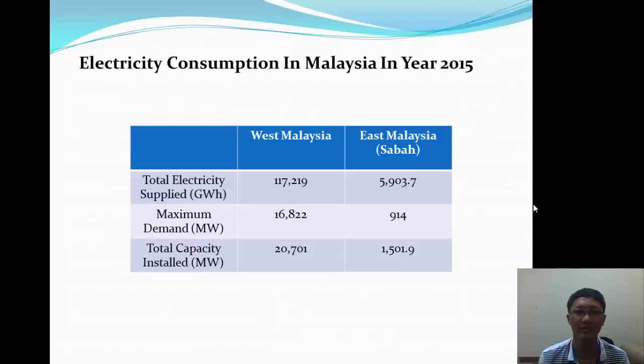This table shows the electricity consumption in Malaysia in the year 2015, for West Malaysia and East Malaysia. The total electricity supply for West Malaysia is 117,219 and for East Malaysia is 5,903.7, both in gigawatt hours. The maximum demand for West Malaysia is 16,822 megawatts, and for East Malaysia is 914 megawatts. Total capacity installed for West Malaysia is 20,701 megawatts, and for East Malaysia is 1,501.9 megawatts.